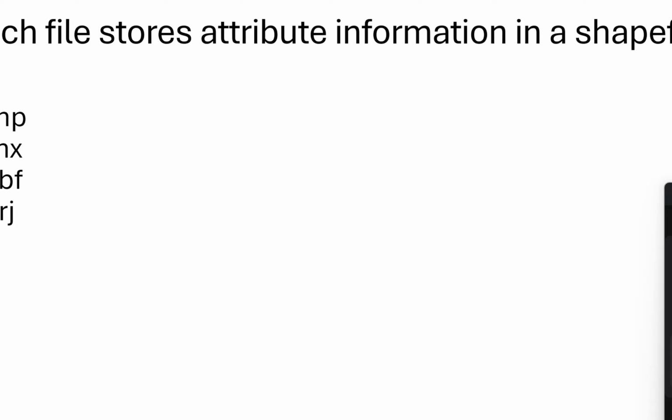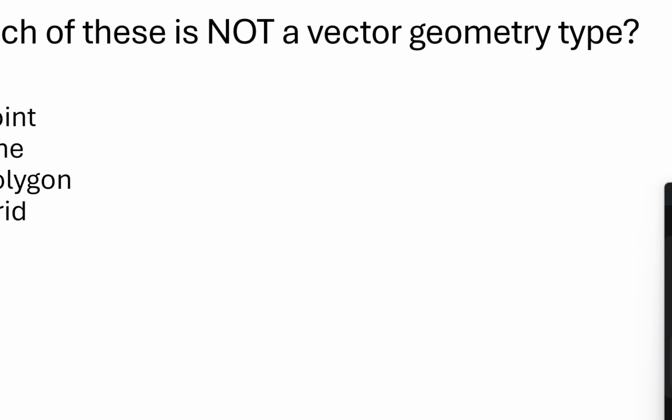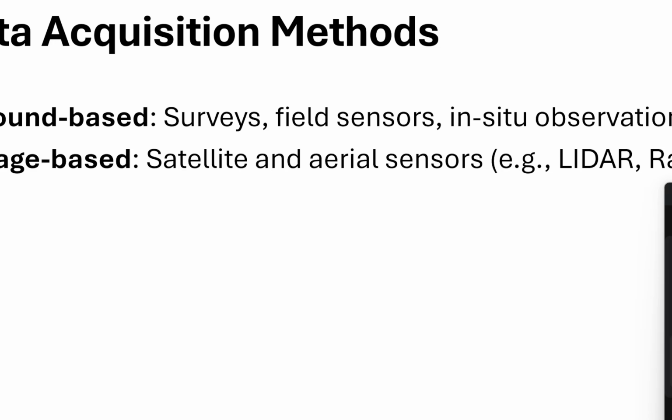So which file stores attribute information in a shape file? So for a shape file, attribute. Yes, correct. Like we added a shape file, right? So that was in .shp format. Okay. So now which one of these is not a vector geometry type? Okay, yeah, correct. It's great.